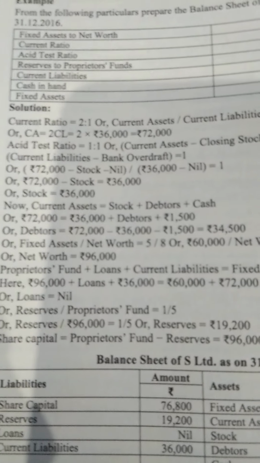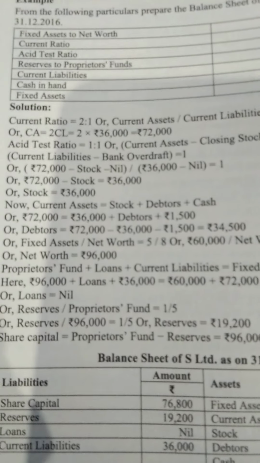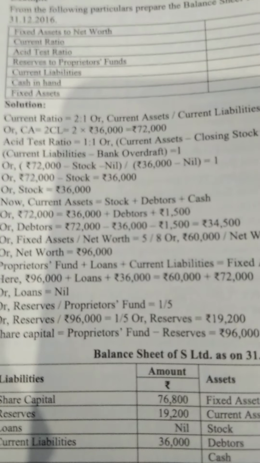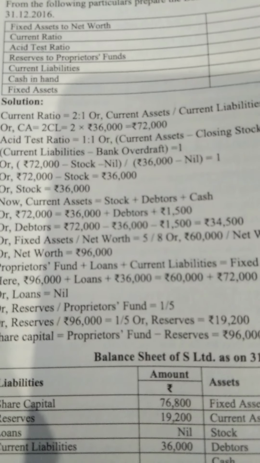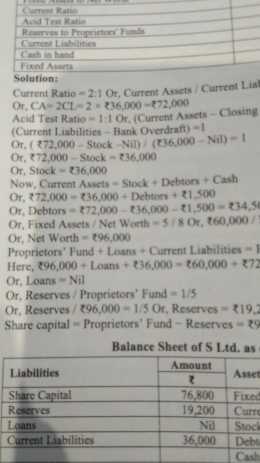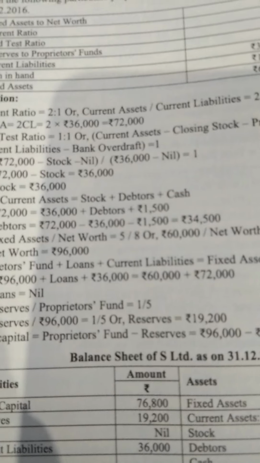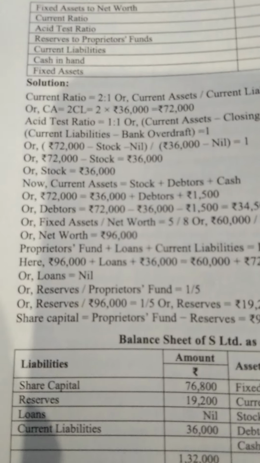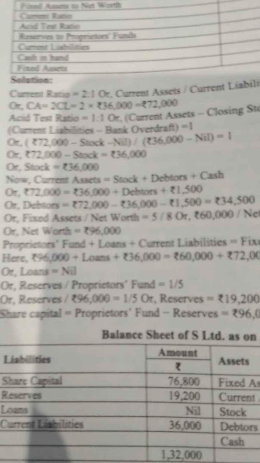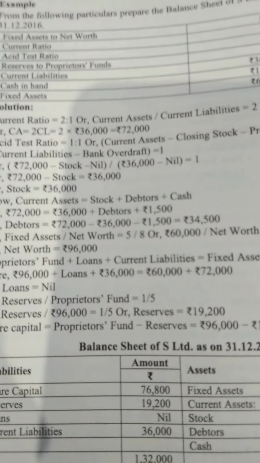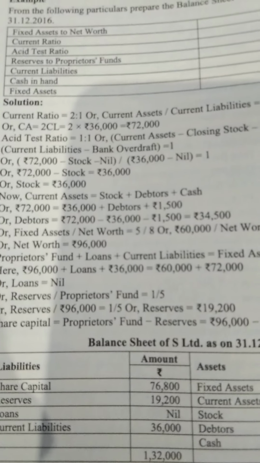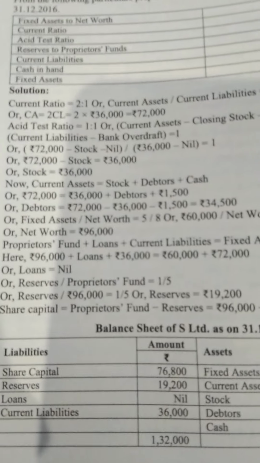Then again we are putting in all that information. Proprietor's fund is 96,000. As we know, proprietor's fund and net worth are the same; another name for proprietor's fund is net worth. 96,000 plus loans, then putting in all the information, we get loans as nil. As the equation becomes equal, therefore loan is nil. To find the value of loan we did this equation, but we found there is no value of loans.